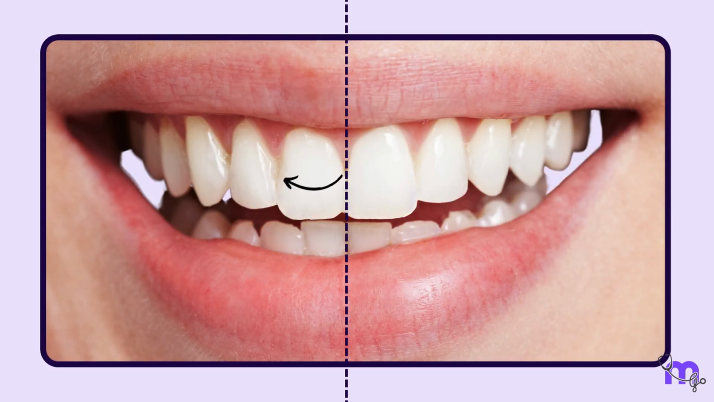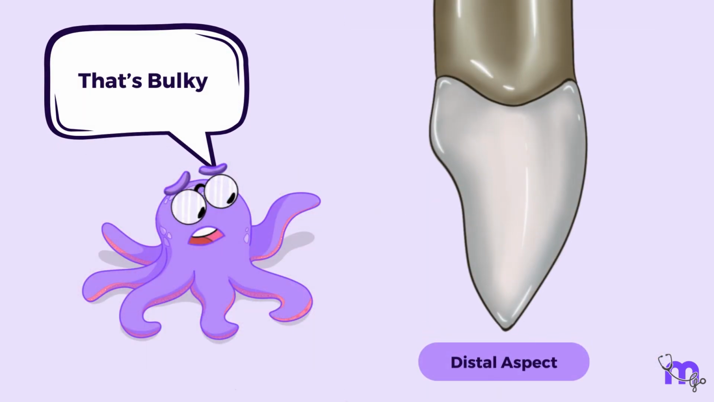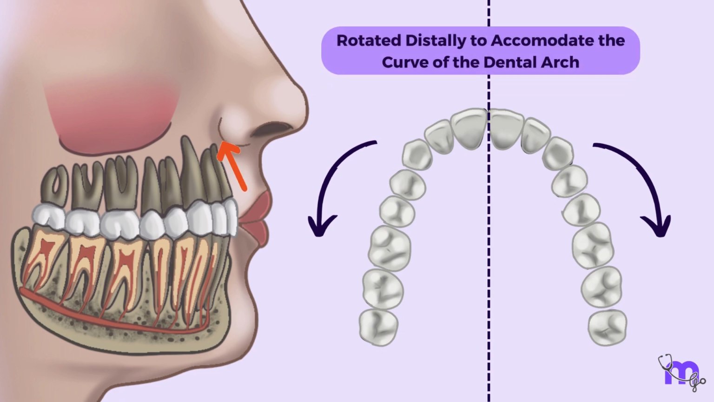The tooth is rotated along the arch, tilting it distally, thus making the distal aspect look bulky, giving it an illusion of greater thickness. It's worth noting that most teeth are naturally tilted slightly on their root bases to accommodate the curve of the dental arch.